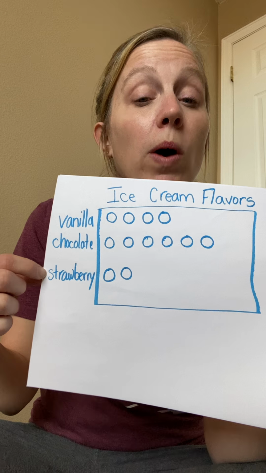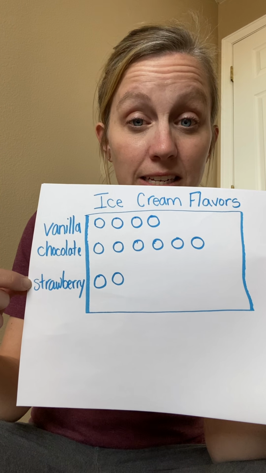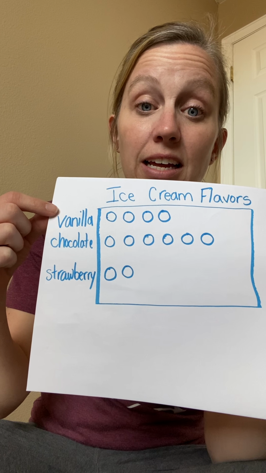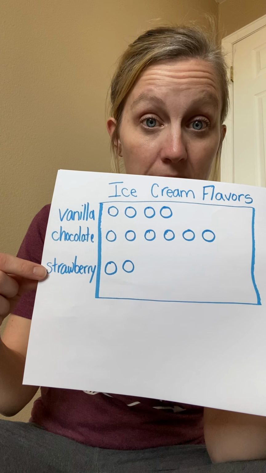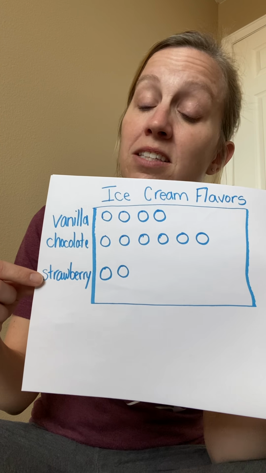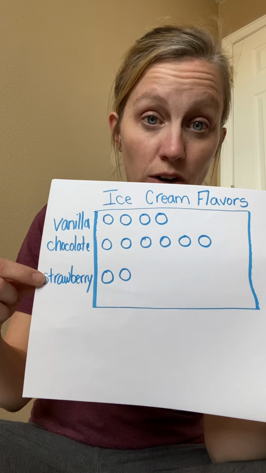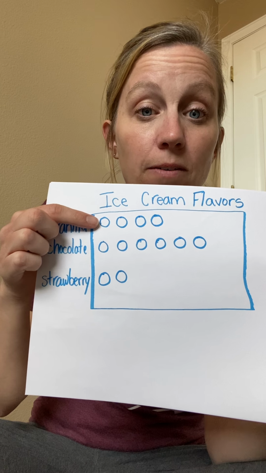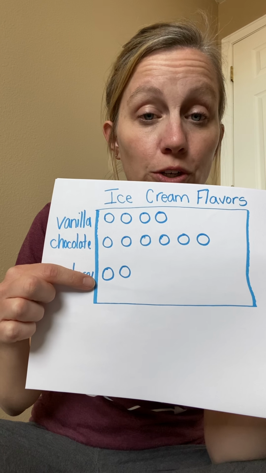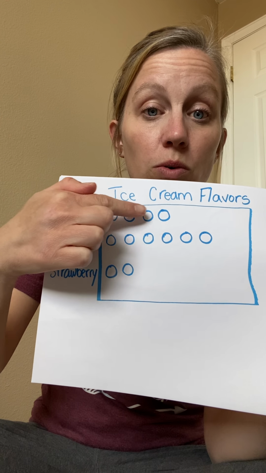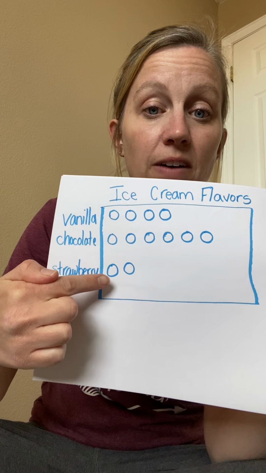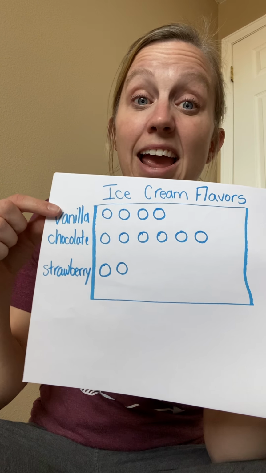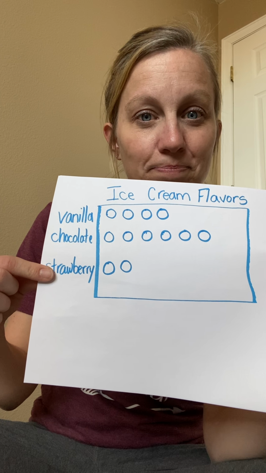Okay, now another question you might hear is how many people chose vanilla and strawberry? Now, when you hear that it's asking you about vanilla and strawberry, you need to join those 2 together. So I would add 4 plus 2. 1, 2, 3, 4, 5, 6. 6 people chose vanilla and strawberry.